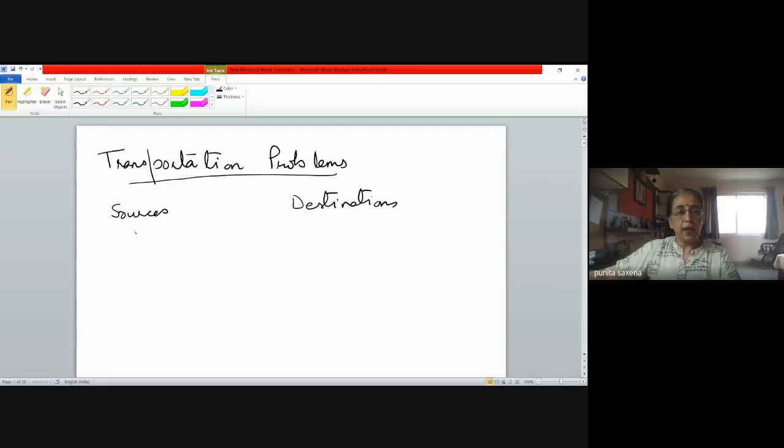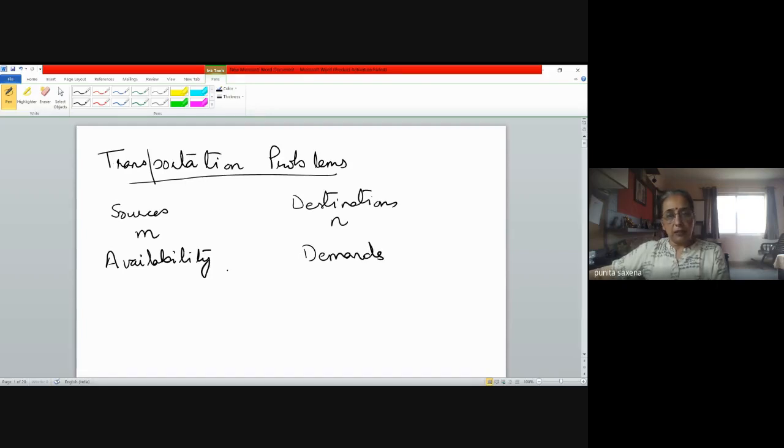So we could have m number of sources that are supplying things to n number of destinations. Now all these sources together have limited availability of the products that are going to be transported or supplied, and all the destinations together have demands in total that need to be met. Because the sources are supplying the products to these destinations and their demands are being met.